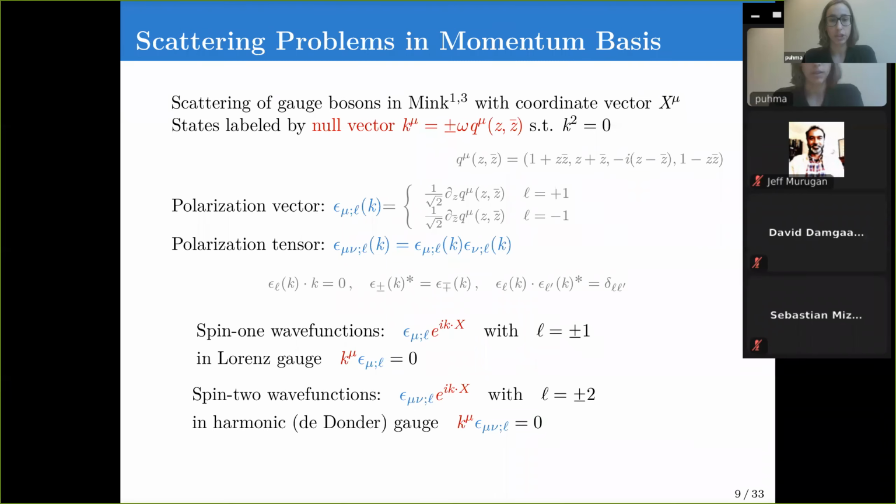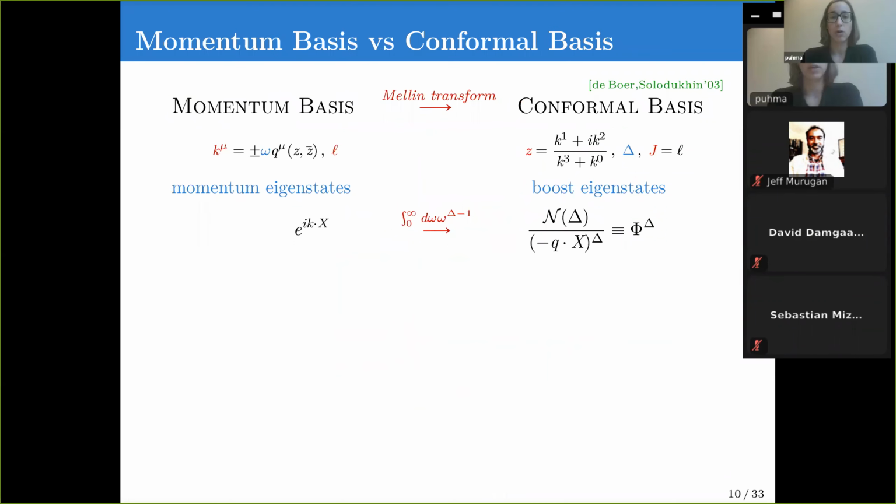Now, the gauge condition that I've chosen gives us these properties between the polarization vector and the null momenta, and complex conjugation is incorporated in this way, and then they are orthonormal with respect to the helicity of the particles. Now, I want to go from this momentum basis, whose labels are the energy, the helicity, and some points in the celestial sphere, to this new conformal basis, where I now have the position on the celestial sphere and two quantum numbers under the conformal group.